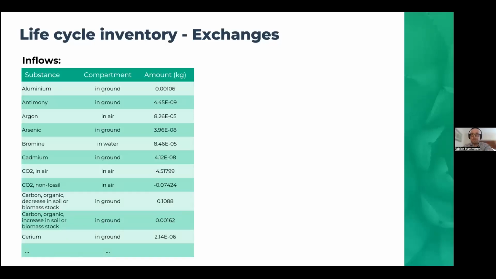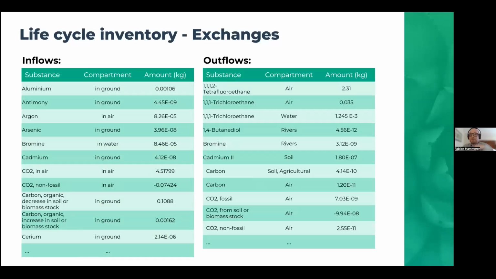And you can do the same thing for the outflows, as I mentioned. So again, you'll have thousands of substances that can be emitted from any point in the life cycle assessment. So you'll have these very fancy chemical names like 1112 tetrafluoroethane, etc. And the inventory specifies whether it's emitted to air, water, rivers, soil, agricultural soil. And again, you get an amount corresponding to the amount of that substance that is exchanged for a given functional unit.